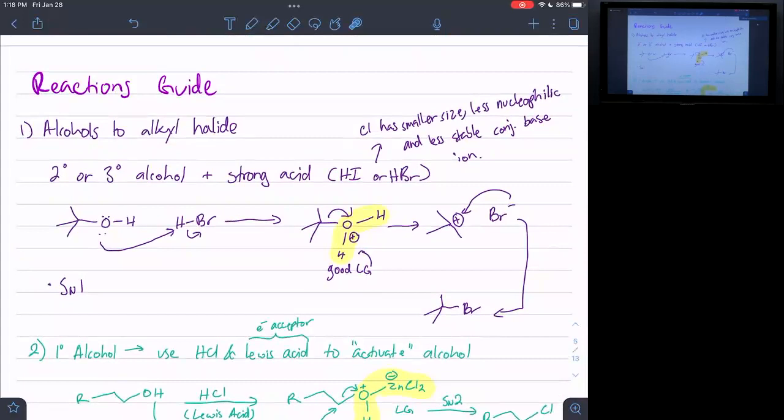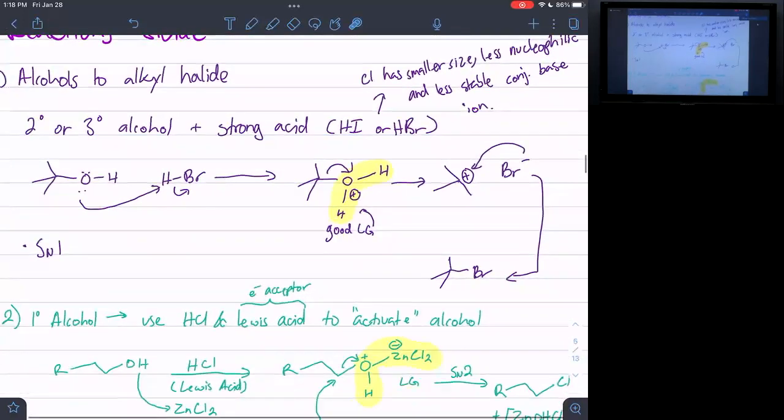Acid catalyzed halogenation, who knows? For this one, you're going to take a secondary or tertiary alcohol, so you can do an SN1 reaction. You just take the alcohol, and it's going to be your nucleophile and base, kind of, and it's going to attack a strong acid. By strong acid, we can only have HBr or HI.